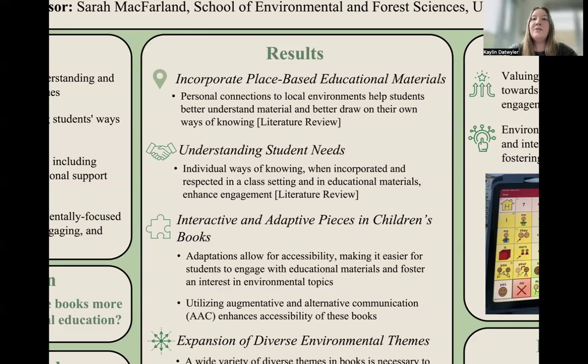Second, understanding students' needs is vital to making books and other educational materials more accessible, as it takes into consideration the best way to teach students so that they can engage with the material. This can be seen through incorporating the students' familiar vocabulary, as well as their ways of knowing and catering to the students' strengths. Third, it is important to incorporate interactive and adaptive pieces in children's books. When accessibility is prioritized in educational materials, more students are able to engage with environmental topics and learn about issues that they may become passionate about in the future. It is also necessary to incorporate augmentative and alternative communication, or AAC, which focuses on accessibility of these materials to a broader range of students.